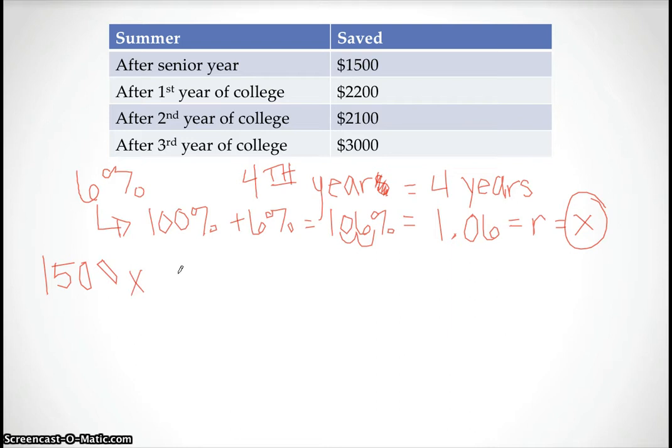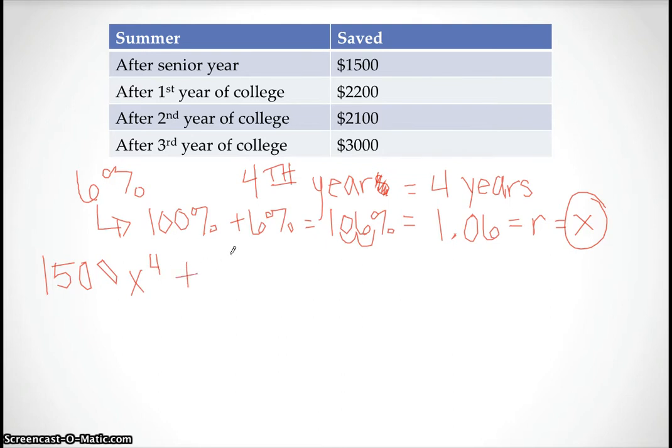And then how long has that particular $1,500 been actually sitting in the bank? Well, for senior year, that's been 1 year, 2 years, 3 years, and then after that 4th year is when she's actually going to take that money out. So it's actually been in there for 4 years. So I want to make my exponent 4. Okay, so that's the money from her senior year.